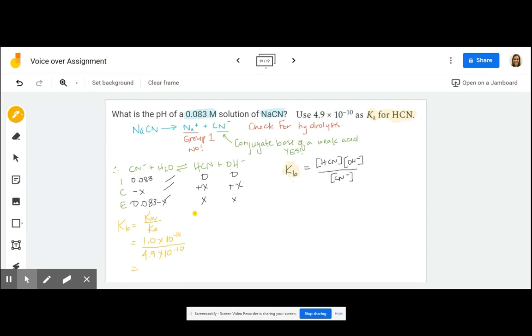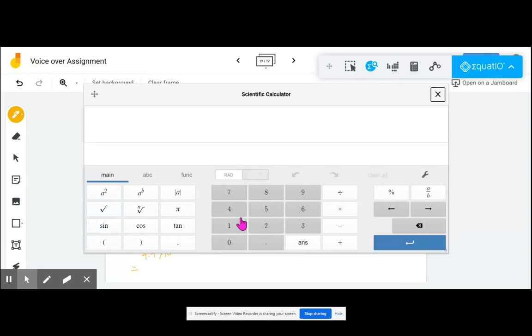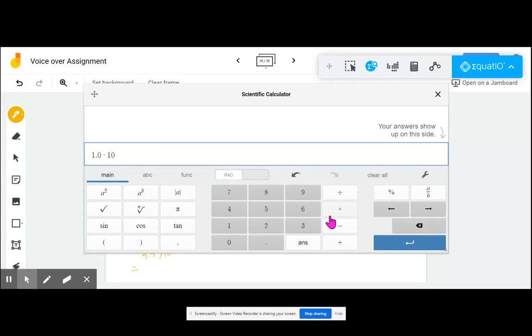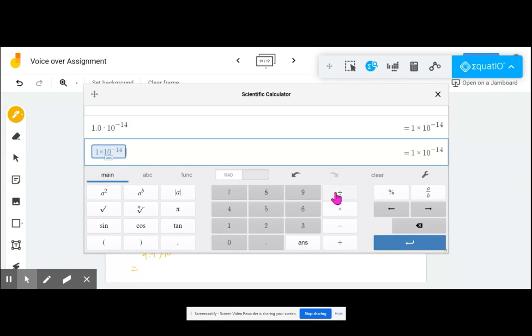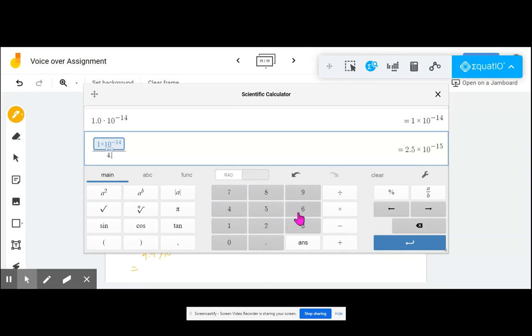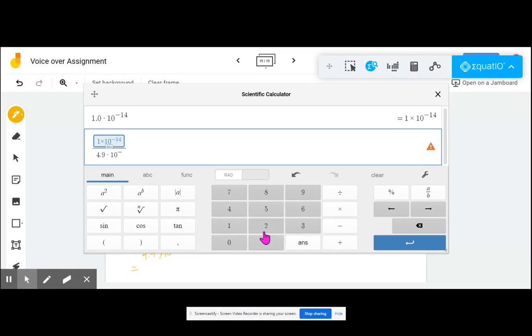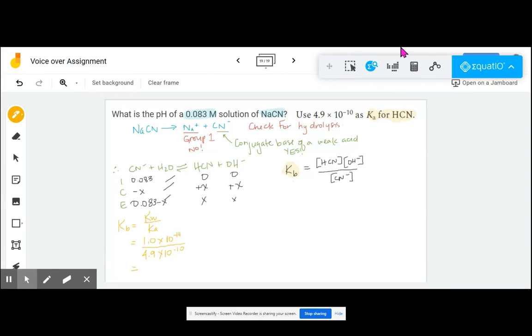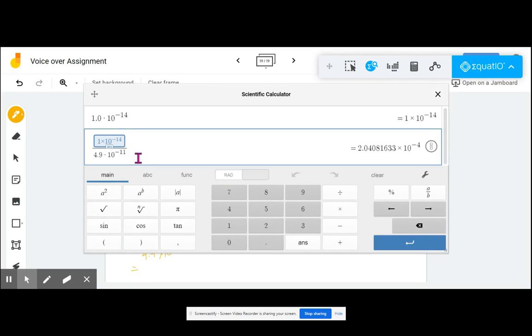So just put those into the calculator, and it is 1.0 times 10 to the negative 14, and then you divide that by 4.9 times 10 to the negative 10, and that will give you your Kb.